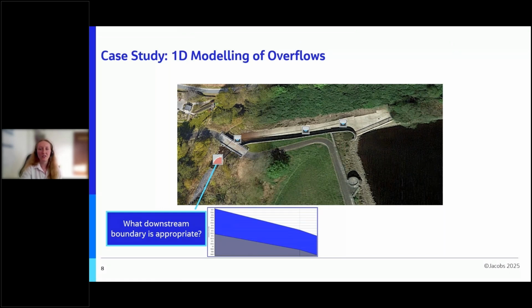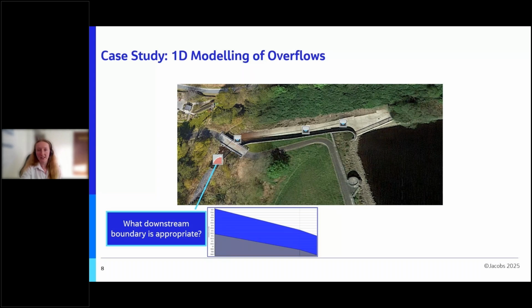Regardless, we couldn't extend the model any further downstream as any 1D modelling software would struggle with such a steep gradient. This isn't a perfect representation, but it's the best we could come up with from the tools available.